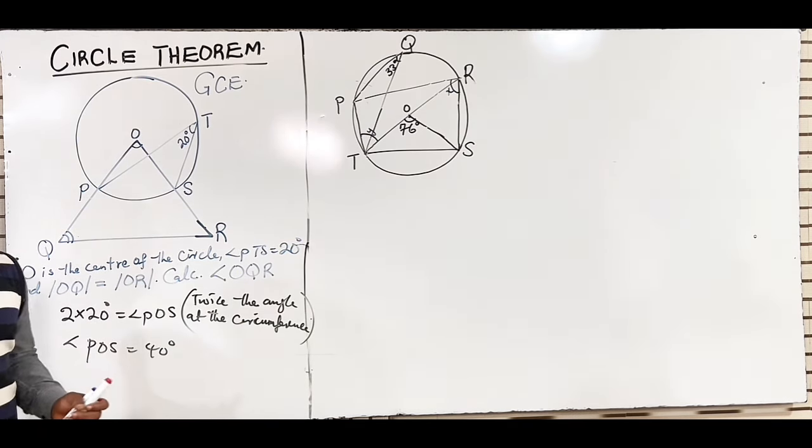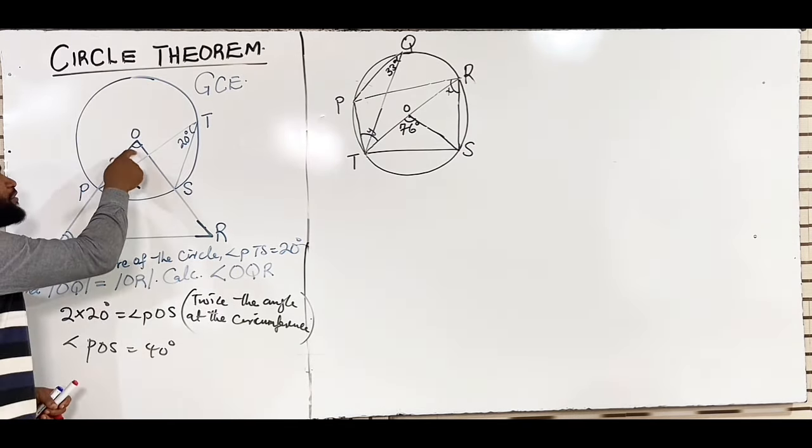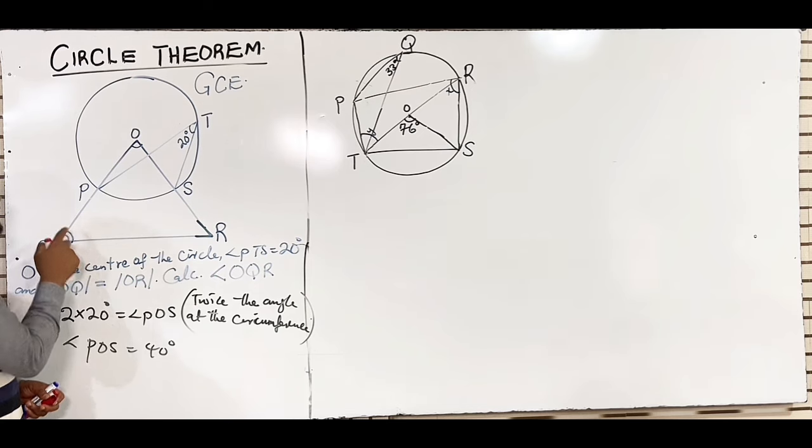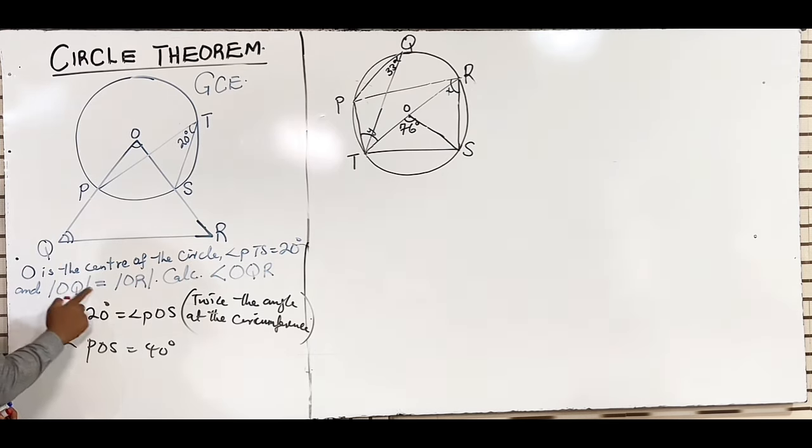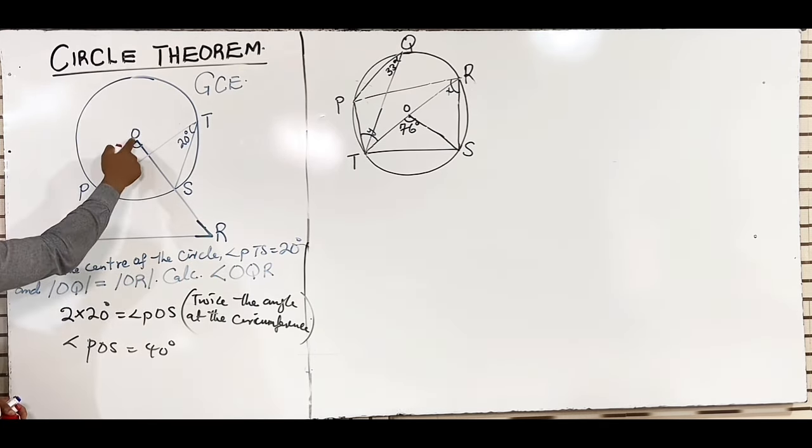But that's not enough. It is this angle I found here that gave me the power, yeah, that gave me what I used to solve this one, because I'm looking for this angle. Now, this is an isosceles triangle because it said that OQ is equal to OR. So from O to Q is the same as O to R. That has concluded the fact that it's an isosceles triangle.